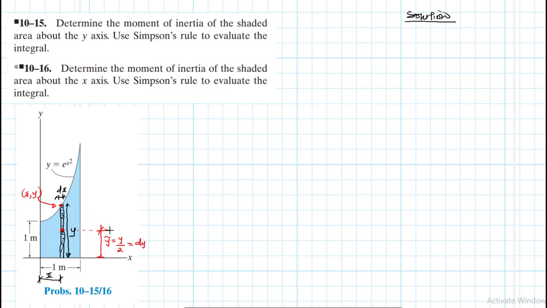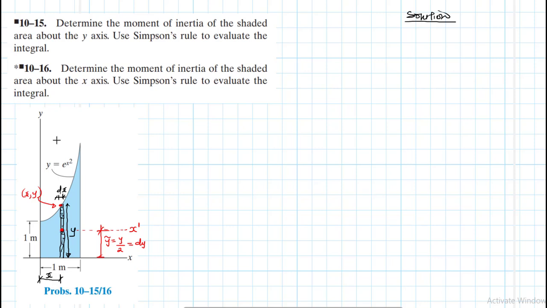Okay, so let's call this axis that is passing through the centroid of this small strip our x prime. So for a problem like this, where we want to find moment of inertia about the x-axis, and we have this small strip whose centroidal axis is parallel to the axis where we want to find moment of inertia, then we have to employ the parallel axis theorem.